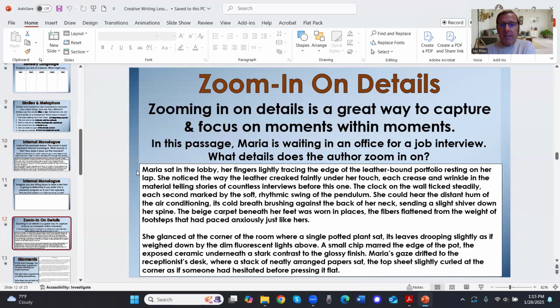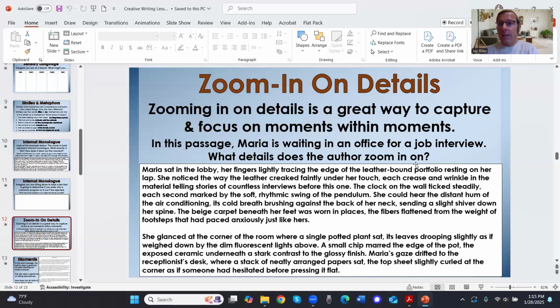Maria sat in the lobby, her fingers lightly tracing the edge of the leather-bound portfolio resting on her lap. So just that first sentence, there's such terrific detail there. So we've got an adverb here, lightly. Her fingers are lightly tracing the edge of not a book, but a leather-bound portfolio. So great description, great detail. I can really picture what's happening at that point in the story.